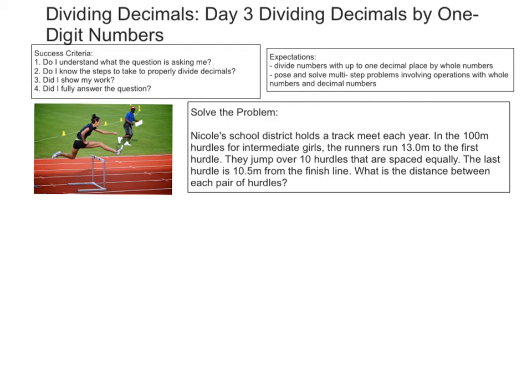Nicole's school district holds a track meet each year. In the 100-meter hurdles for intermediate girls, the runners run 13 meters to the first hurdle. They run over 10 hurdles that are spaced equally. The last hurdle is 10.5 meters from the finish line. What is the distance between each pair of hurdles?